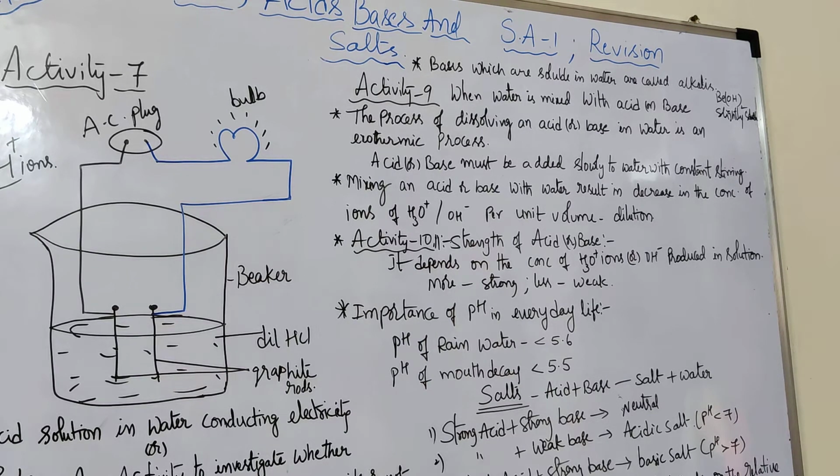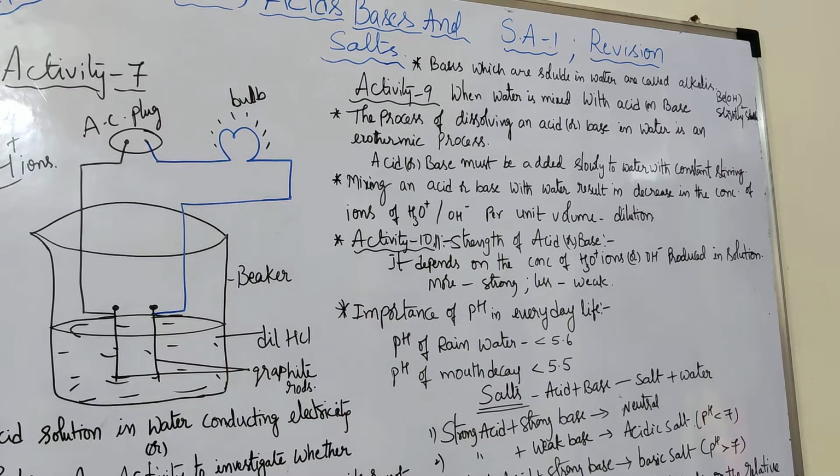Now coming to activity 7. This activity 7 is very important. The diagram is important, and they may also ask this activity for 4 marks. Sometimes they may ask you to draw a figure of an acid solution in water conducting electricity, or to perform an activity to investigate whether all compounds containing hydrogen are acids or not, or sometimes to explain a test to know whether the acid or base is strong or weak.